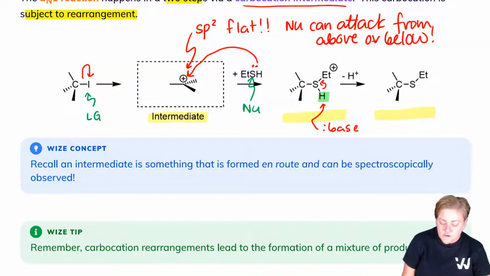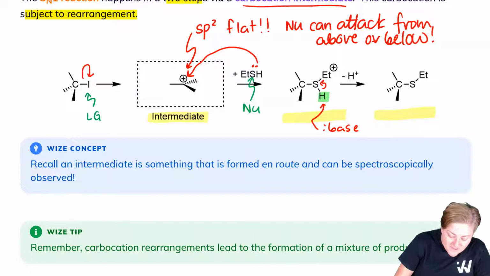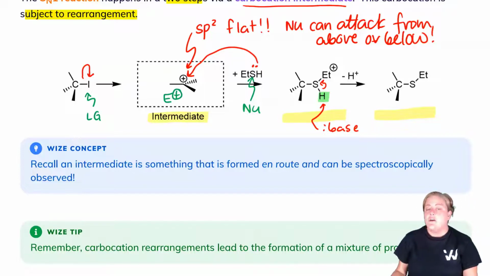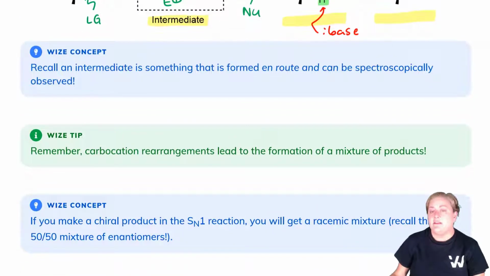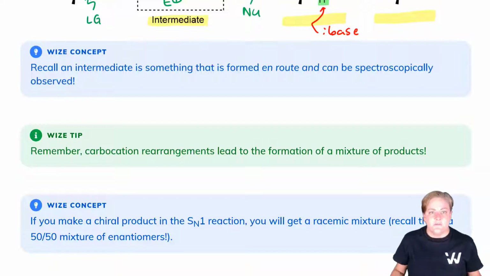So we have the leaving group, which was the iodide. We have the electrophile, which was this carbocation intermediate here, and we have the nucleophile, which was the sulfur. Now remember that an intermediate is something that is formed en route that is spectroscopically observable. In other words, it lives long enough for us to get a look at it using spectroscopy. That also means that it is subject to rearrangement. So watch out for rearrangement as that'll lead to the formation of multiple products.